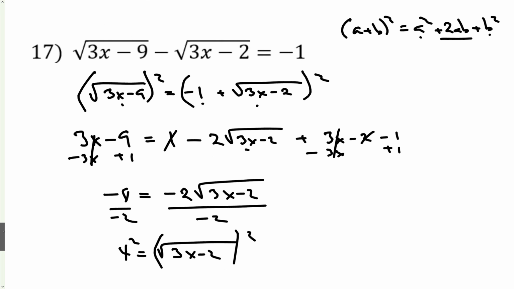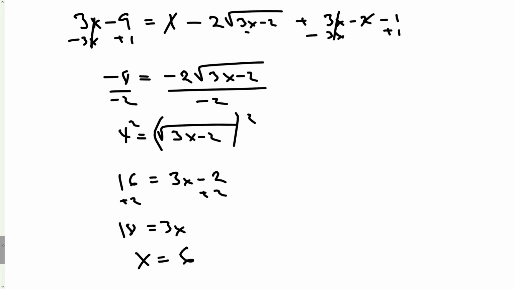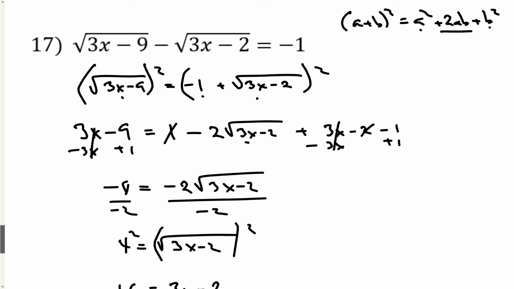You should, good habit, go back and plug in 6 and make sure this actually works. So plug a 6 in there. We get an 18 minus a 9. That's the square root of 9, which is 3. Minus, plug in a 6 there. 18. Yes, 16 minus 4. 3 minus 4 is negative 1. Okay.